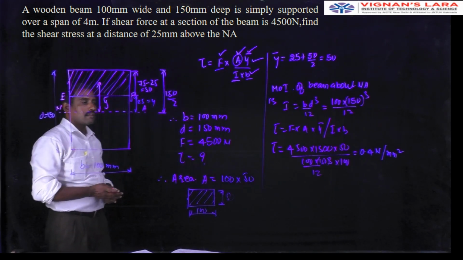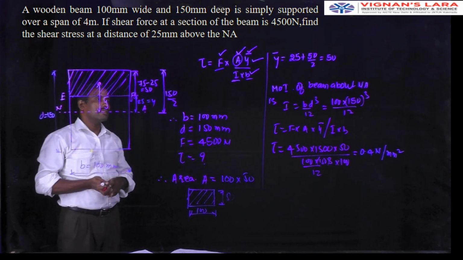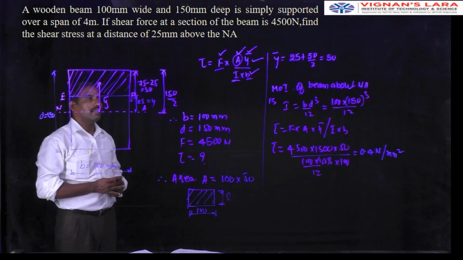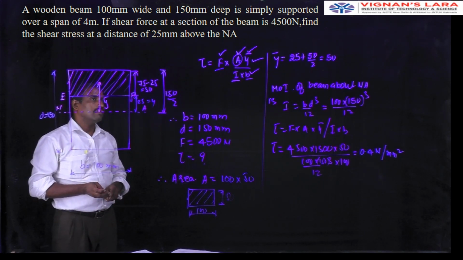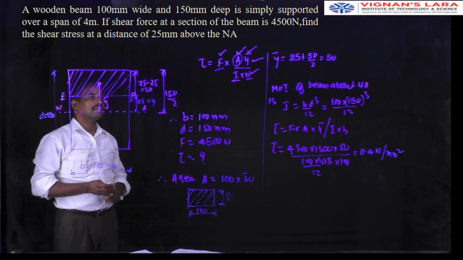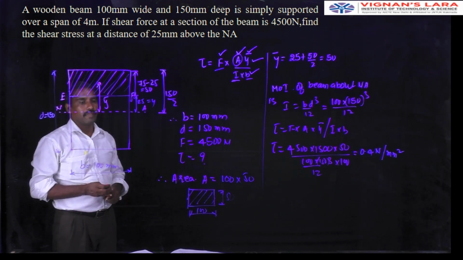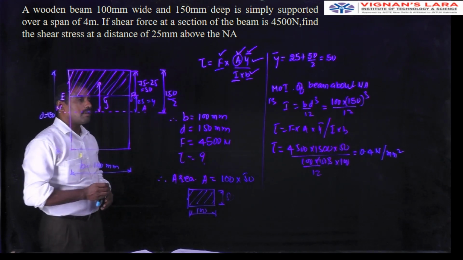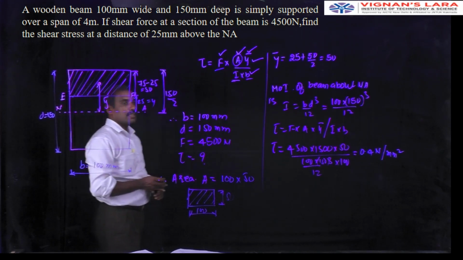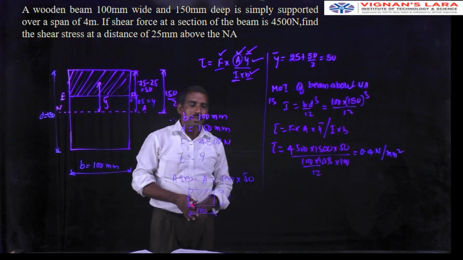Simply we covered 2 points. One is the derivation, second one is the numerical problem solved. For that we used tau is equal to F into A Y bar by I into B. So in the next class we will take some more problems for calculation of the shear stress at any layer.